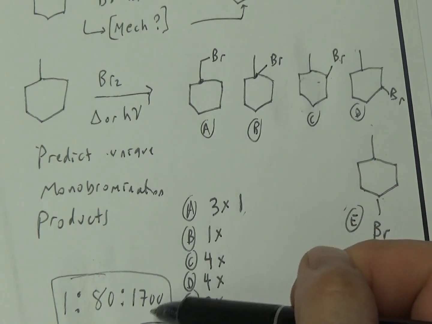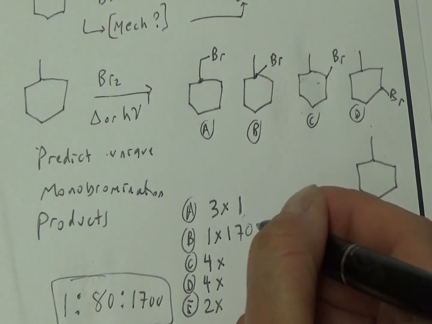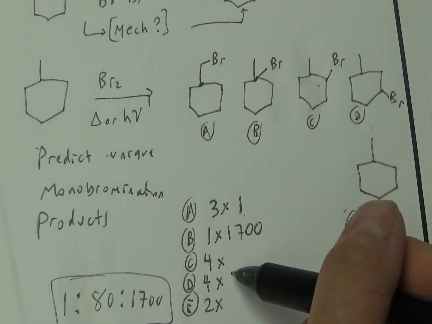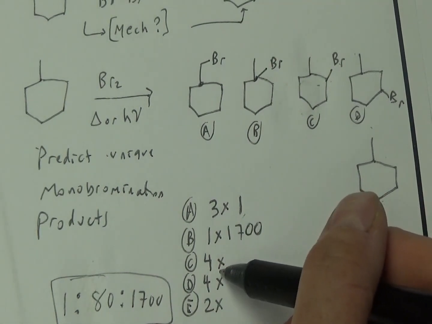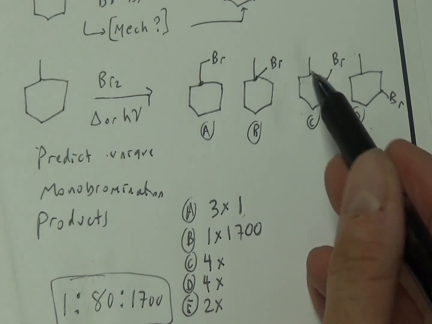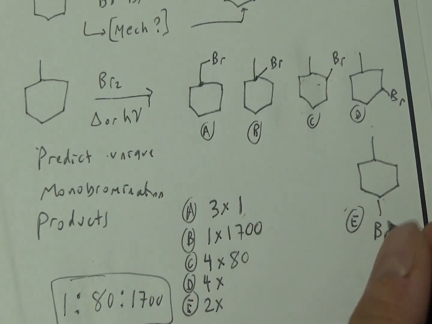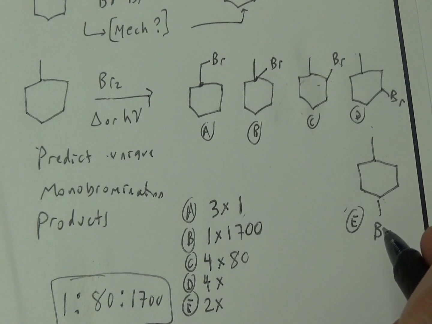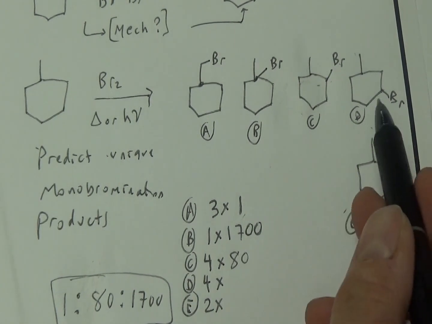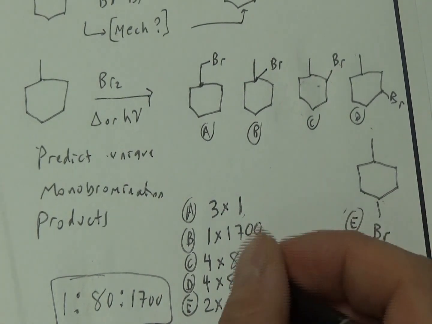And what's the selectivity for tertiary? 1700. And you can see now that we're going to have a big number right there, right? Now for compound C, is it primary, secondary, or tertiary? It looks like the carbon is connected to two other carbons, so it's 80. And D is the same thing, because that's also secondary, 80. And then E is also secondary.